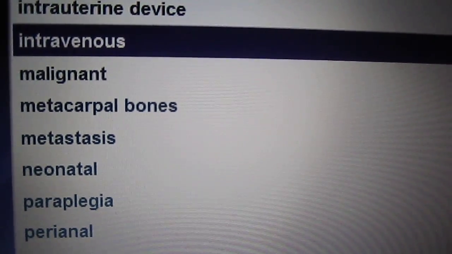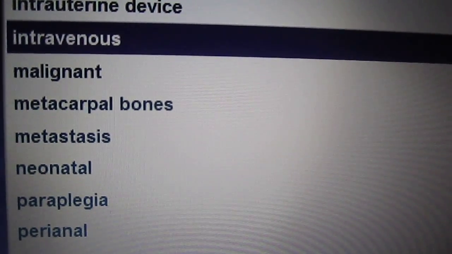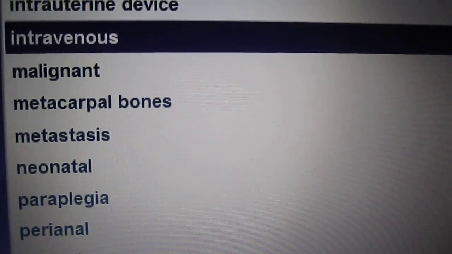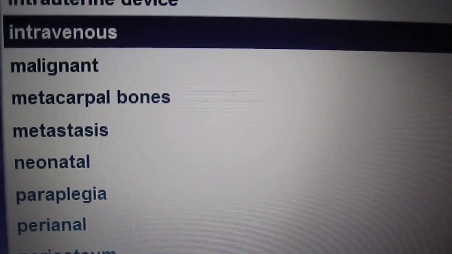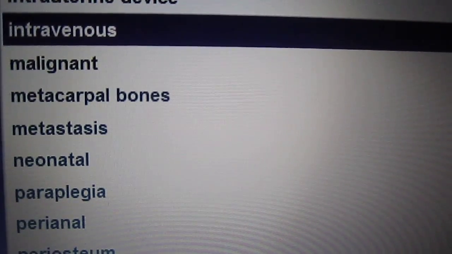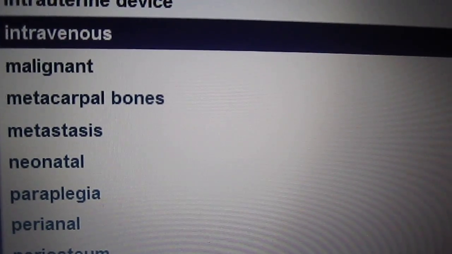Intravenous. The prefix intra, you remember, means within. Venous means pertaining to a vein. In an intravenous injection, a needle is placed directly within a vein.